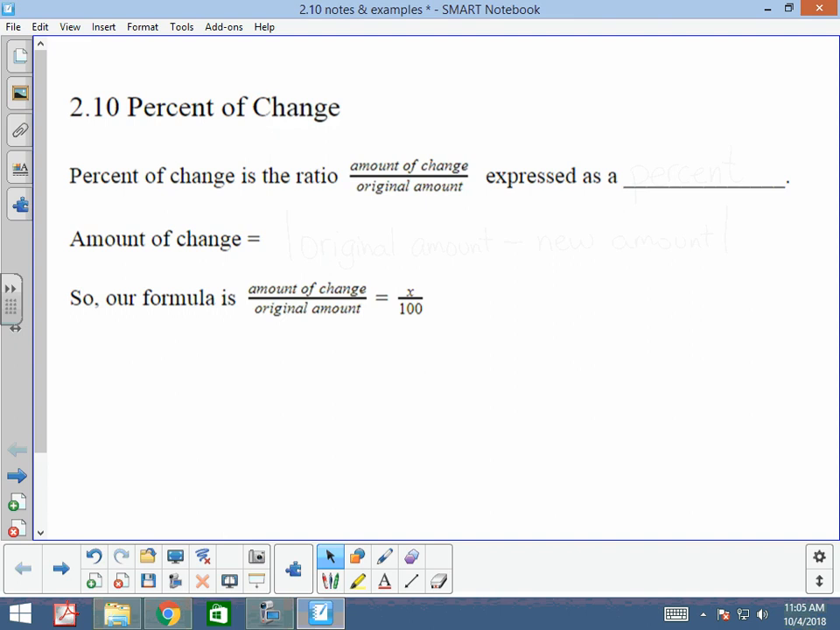Okay, chapter 2 was long, had lots of lessons in it. So this is the last one. We made it. Chapter 2, section 10. This is percent of change. So let's get right into the definitions.